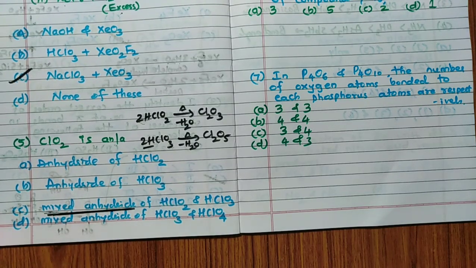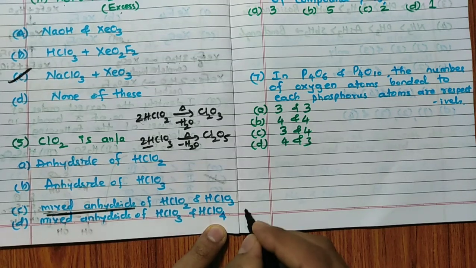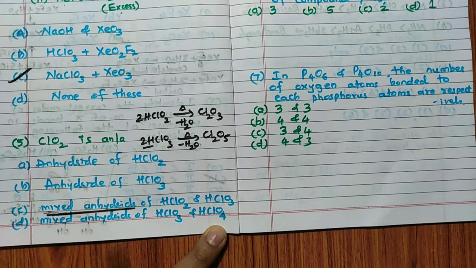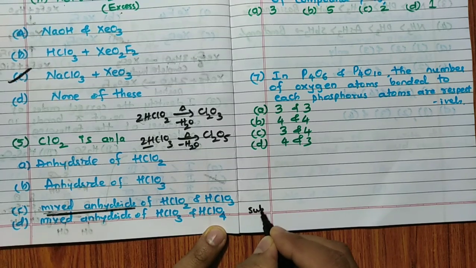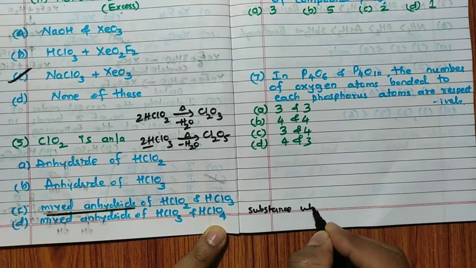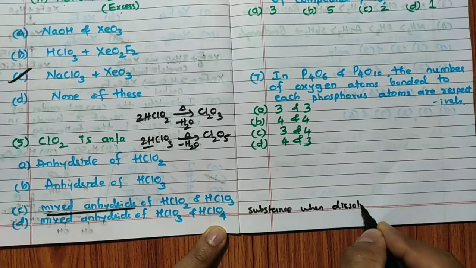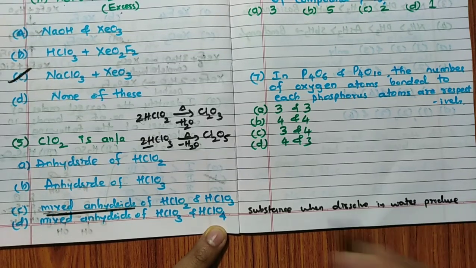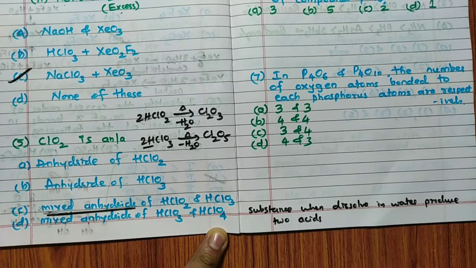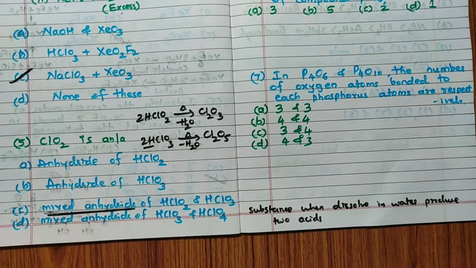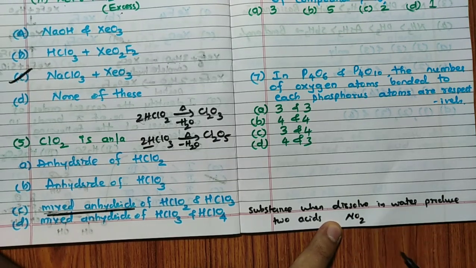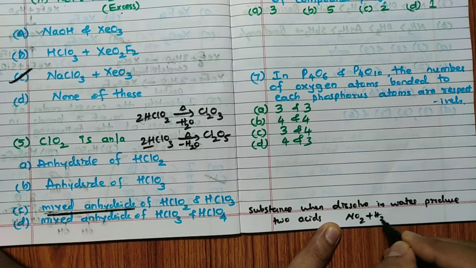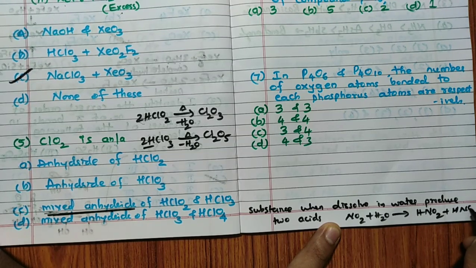Remember, mixed anhydride. So I will write that definition here. A mixed anhydride is a substance which, when dissolved in water, produces two acids. So, two acids should be formed. For example, I will tell you, NO2 is a mixed anhydride, which when dissolved in water forms HNO2 plus HNO3.